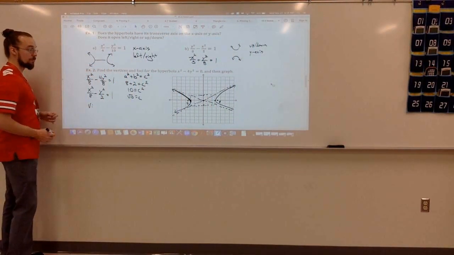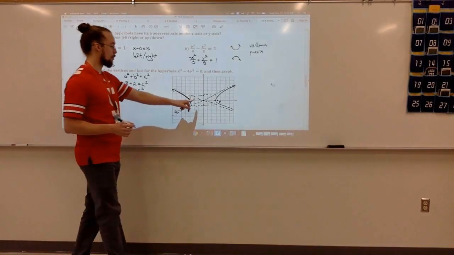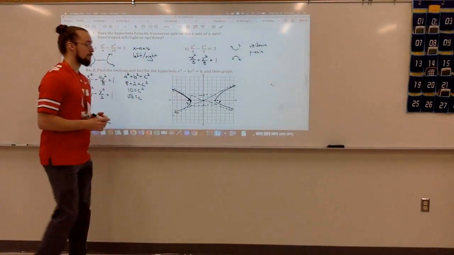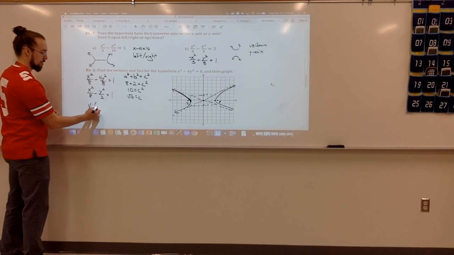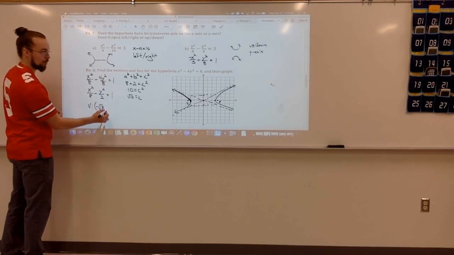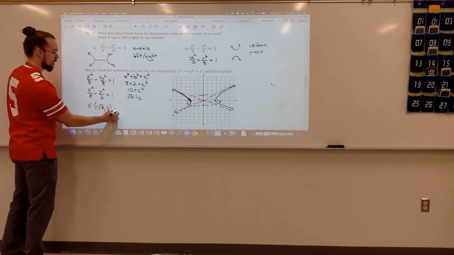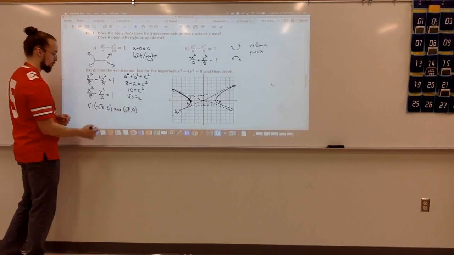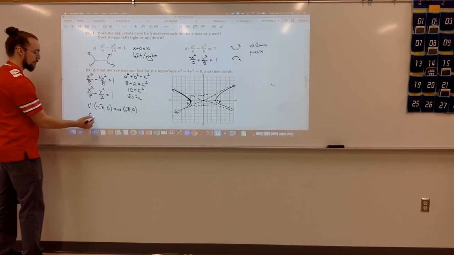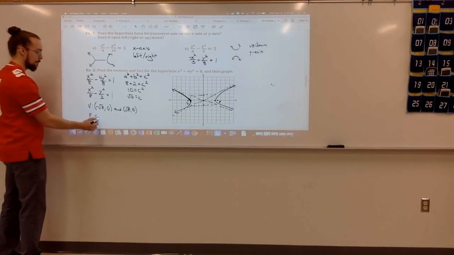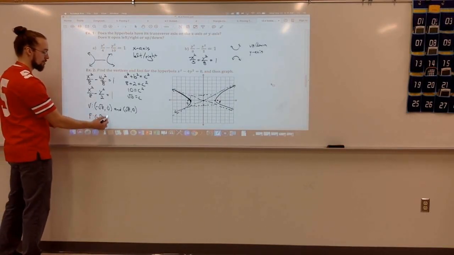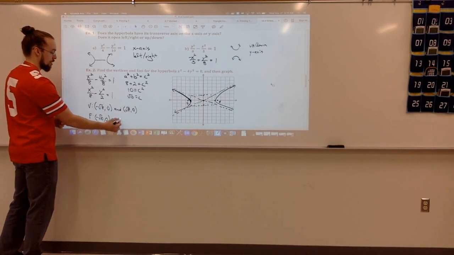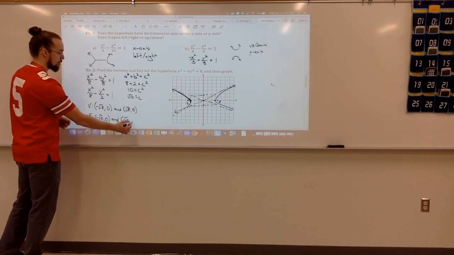My vertices would be at the points negative square root of 8, 0, and positive square root of 8, 0. And then my foci would be at negative square root of 10, 0, and square root of 10, 0.